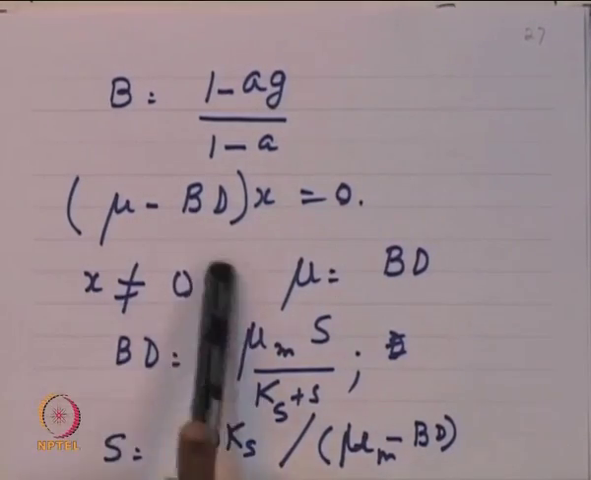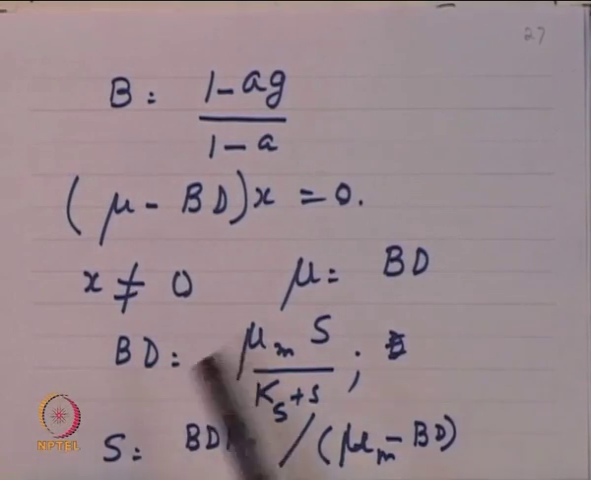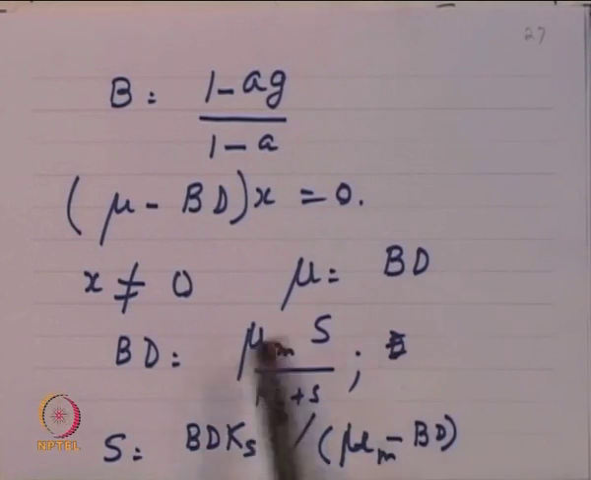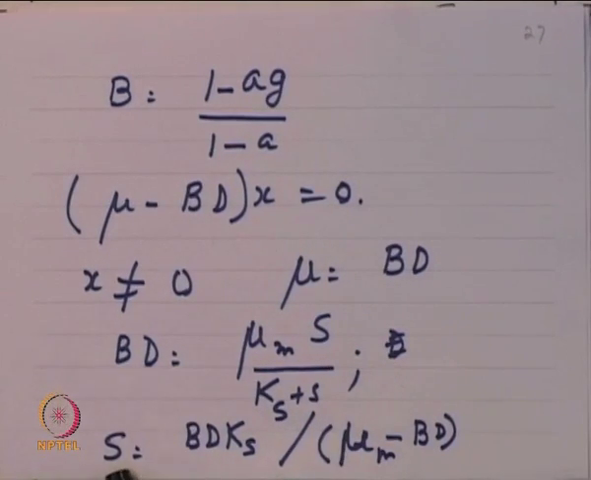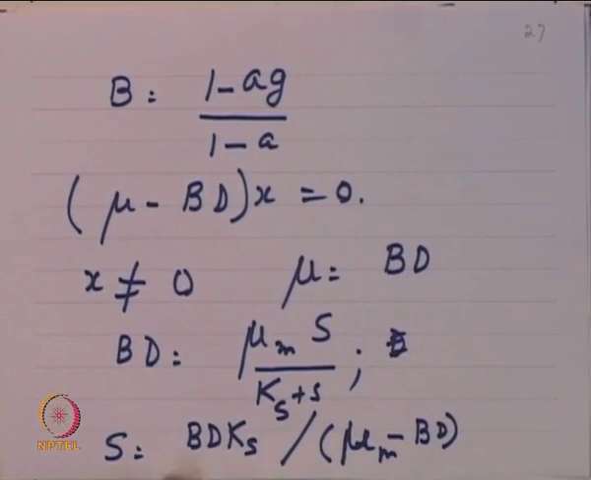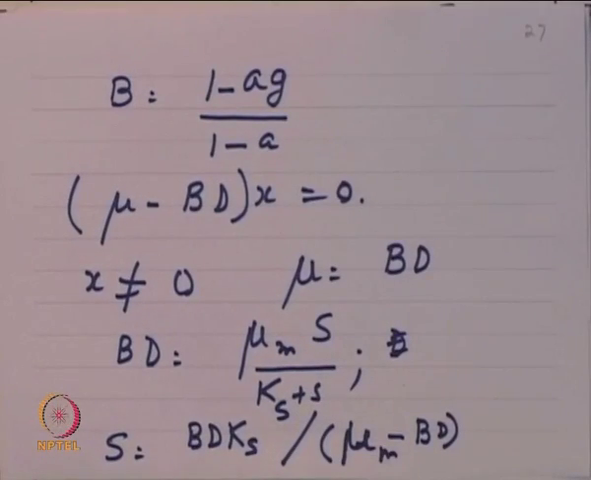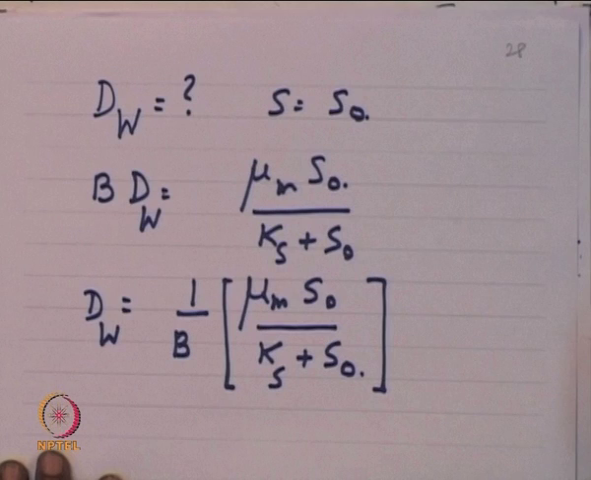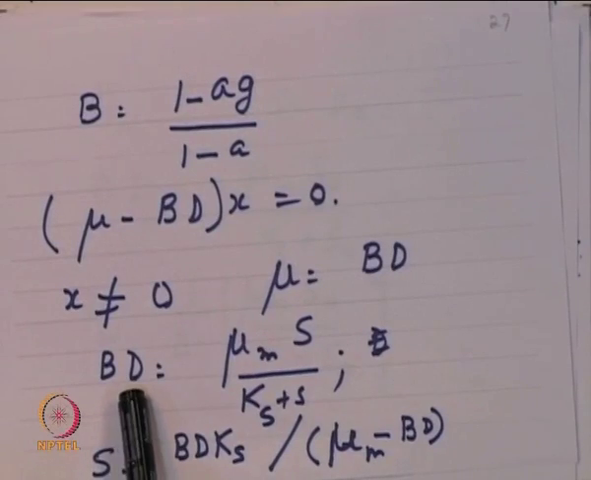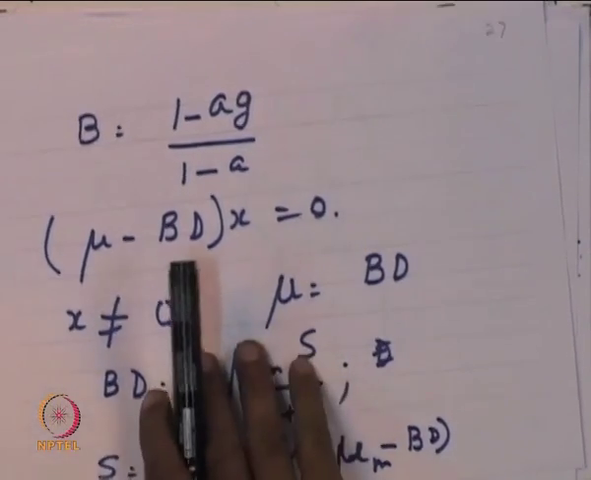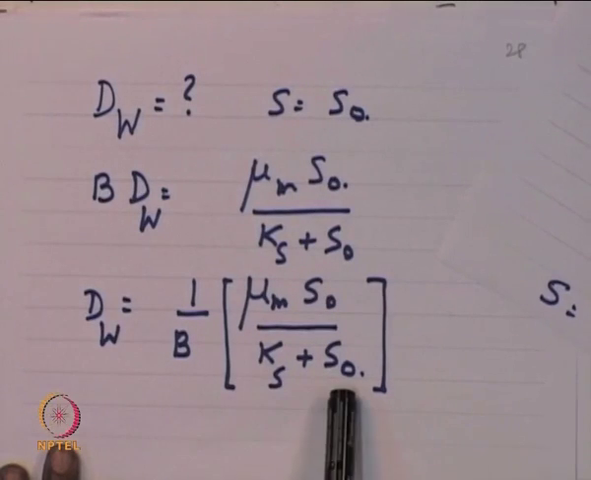If we want a non-trivial solution, because after all we are spending money to grow the cells anyway, then mu equal to BD is our solution. This equality gives us the value of S by this relationship. Previously, we had D K S by mu m minus D; actually previously this B was not there. In other words, the dilution rate that we had previously calculated gets modified because of the recycle. Now, B is less than 1, therefore the value of S is given by this relationship. Is this okay with all of us? Now, if I ask you what is D W, the washout dilution rate, what will you tell me? It is 1 by B, mu m S naught by K S plus S naught. Yes or no?